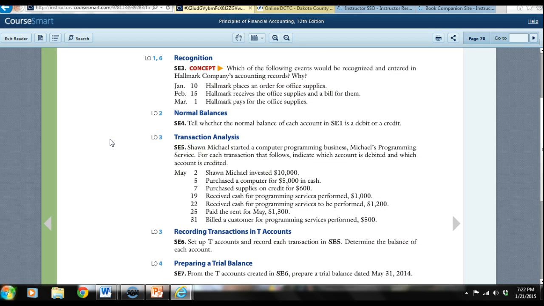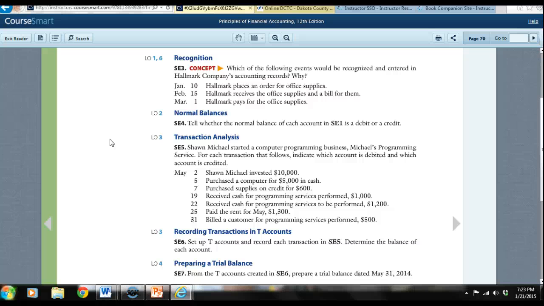Sean Michael started a computer programming business, Michael's Programming Service. For each transaction, indicate which account is debited and which account is credited. Now, guys, we're going to talk this through out loud, okay? The first transaction on May 2nd, Sean Michael invested $10,000. Okay, this is a transaction. Think about it. Sean Michael owns this company. He started it by investing $10,000.